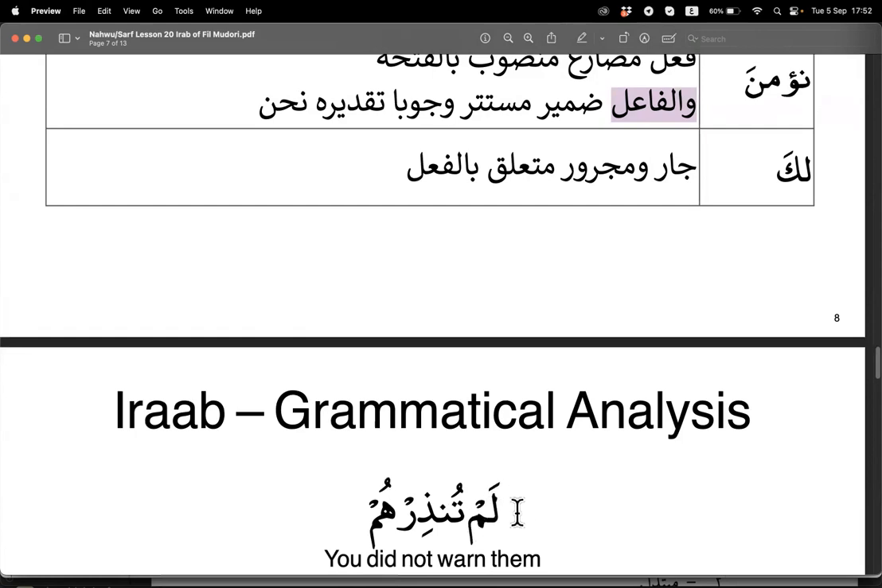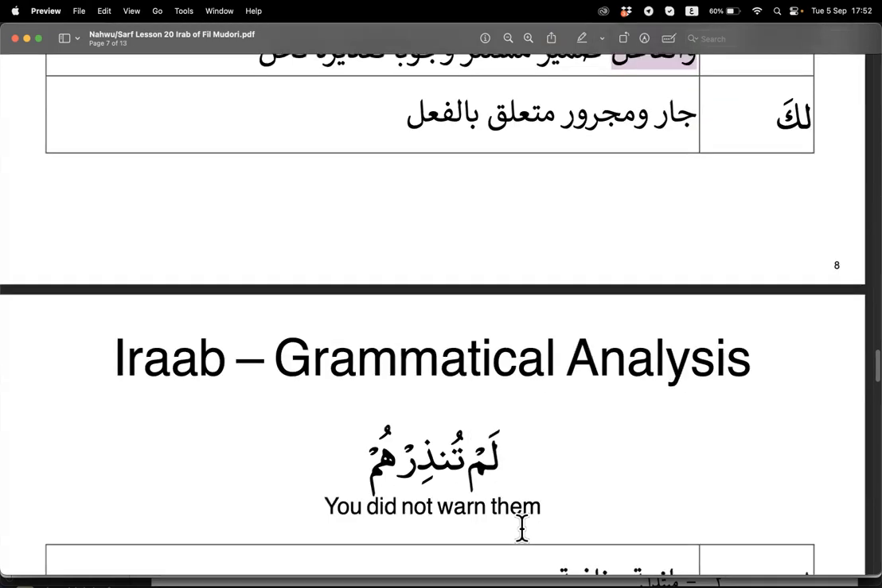Jazimah, or harf jazm. Nafiyah, right? No, because it's just lam. So is it nafiyah also or not? No. Lam means did not. Did not is negation or not? Negation. Yes, so you also say the same thing. Okay, nafiyah. Yes, agree.